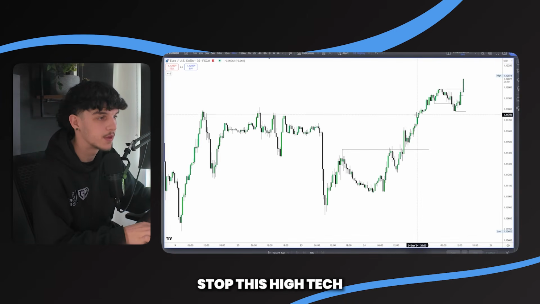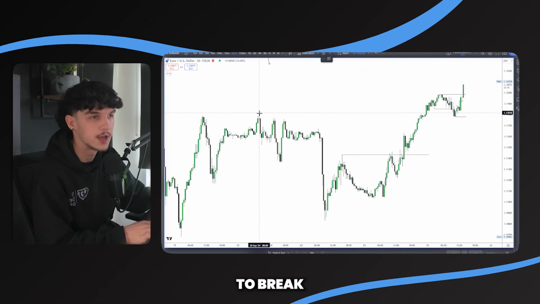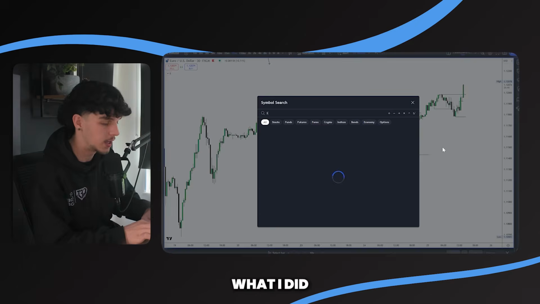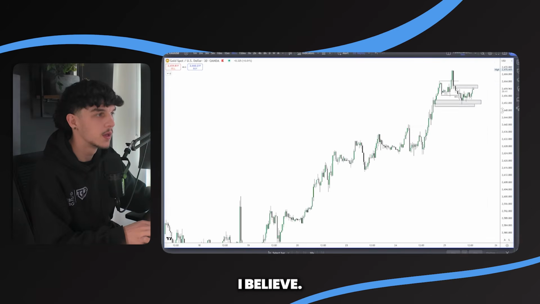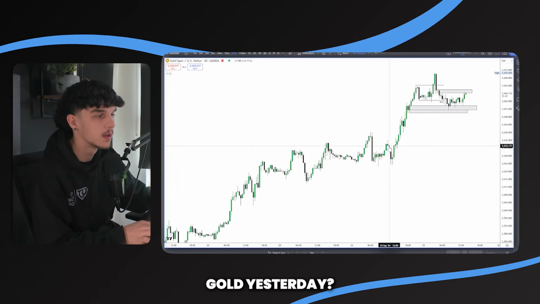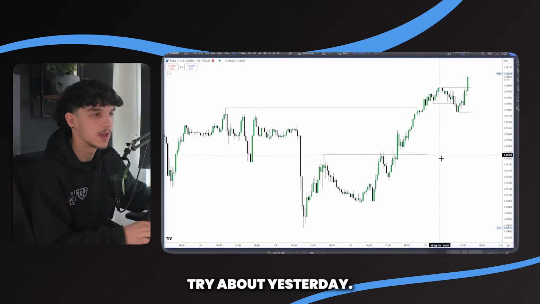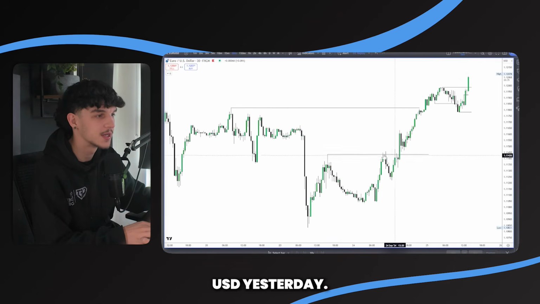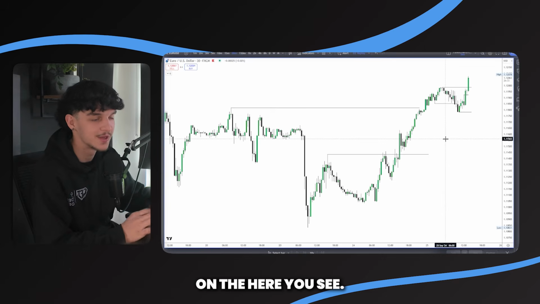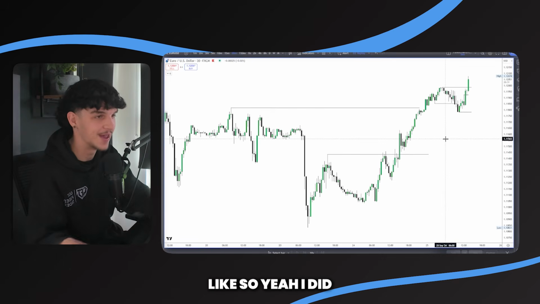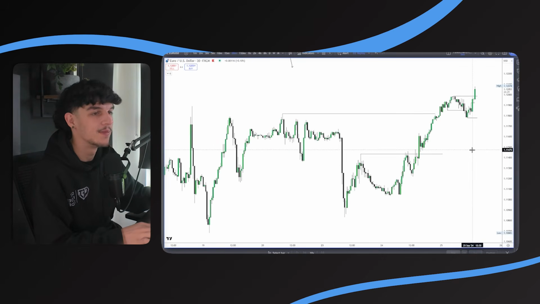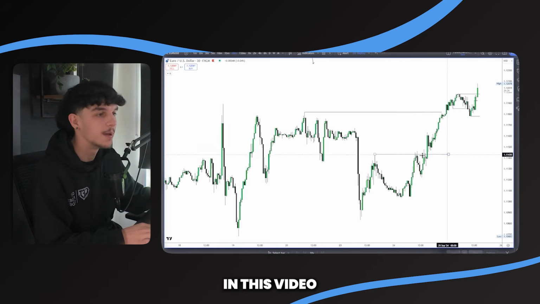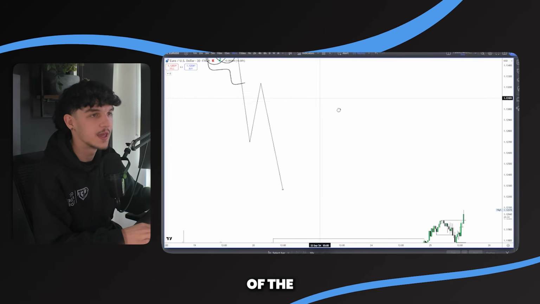And we could have bought stop this high, okay? Could have bought stop this high and played the continuation to break these highs, which is technically what I did yesterday on gold, I believe. What did we do on gold yesterday? Oh no, I traded this on Euro USD yesterday. I traded this break on Euro USD. I'll try to put a screenshot in this video. But yeah, that's the idea with the trade.